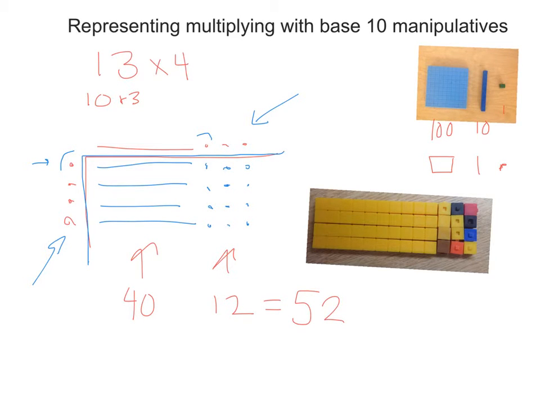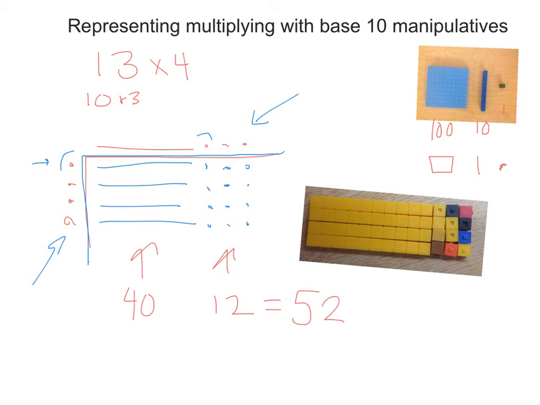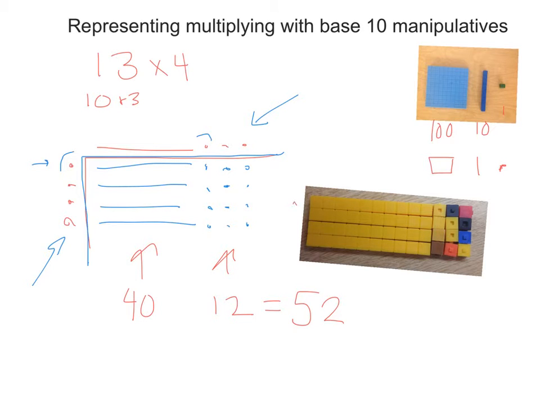And when done with the actual base 10 blocks, you can see here that we have 4. Oops. There was 4 here, a 10, and a 3, and it fits to make that perfect rectangle. So we have 52.